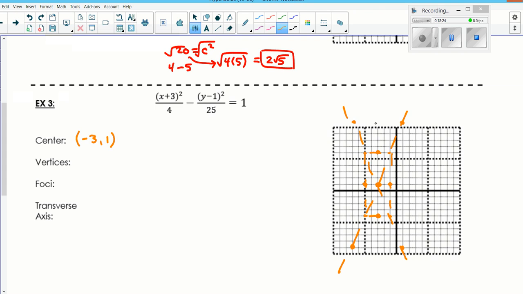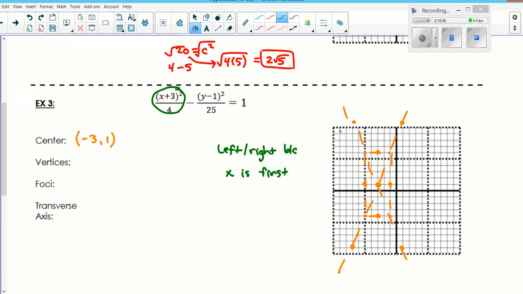I need to decide if it's going to be going up and down or left and right. Okay, the way that I determine that is because x is listed first. So because x goes left and right, this is going to go left, right. So left, right, because x is first. You're going to want to write this down just to really make sure you understand, or if you got to look back.